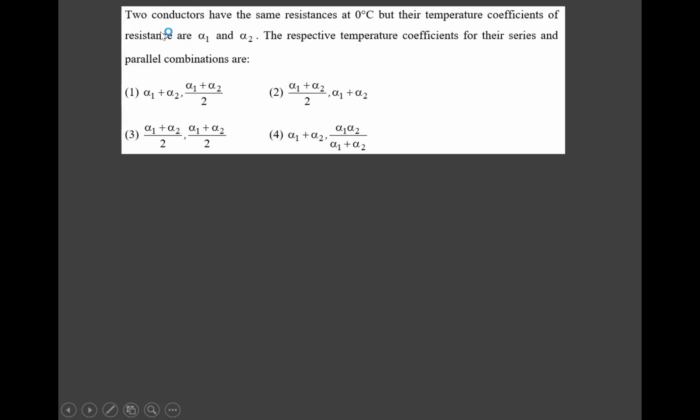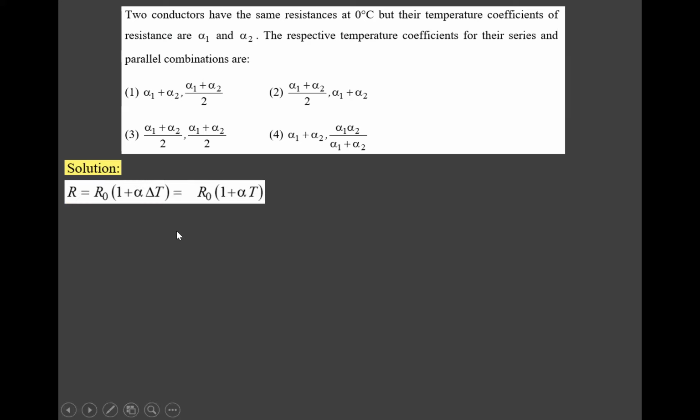Now see here, it is given that two conductors have the same resistance at 0 degree Celsius, and their temperature coefficients of resistance are alpha 1 and alpha 2. So we have to find the equivalent or resultant temperature coefficient for their series and parallel combinations. Let's start with the series combination first.